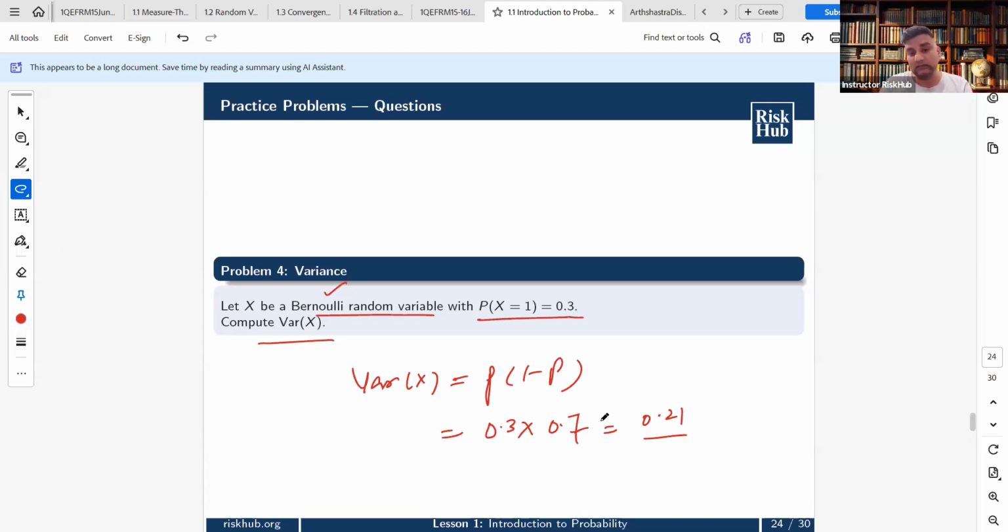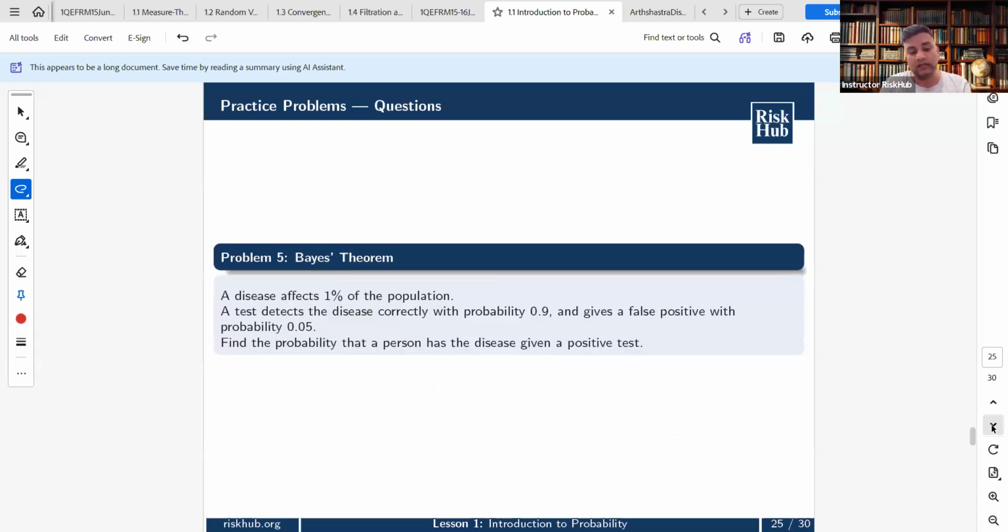Bernoulli is a type of distribution. Its formula is P into 1 minus P. So if you remember it, you can easily solve it. That should not be an issue.